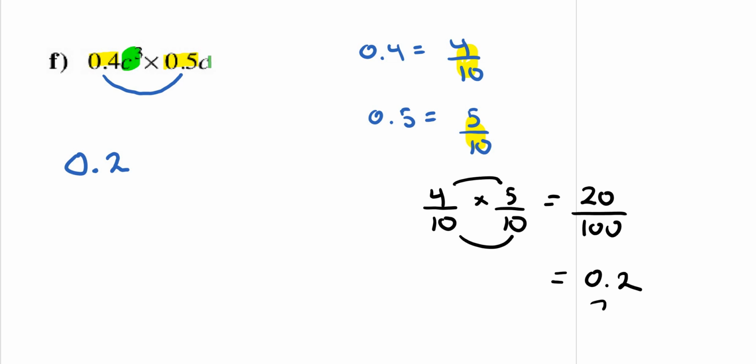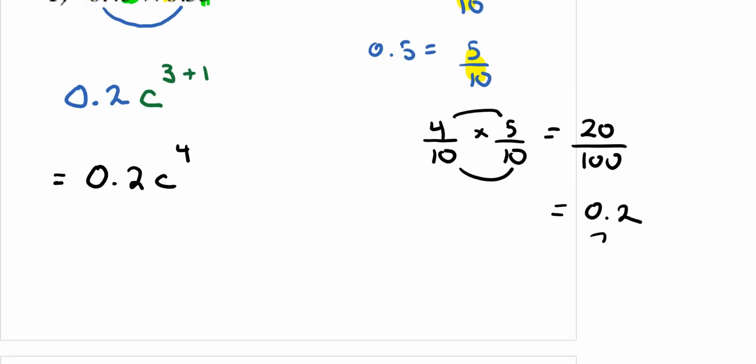Okay, and then our variables are c cubed and c. So if I multiply the variables with variables, we just add the power. So this is c to the power of 3 plus 1. Final answer here is 0.2c to the power of 4. Okay, let's keep on moving along here.